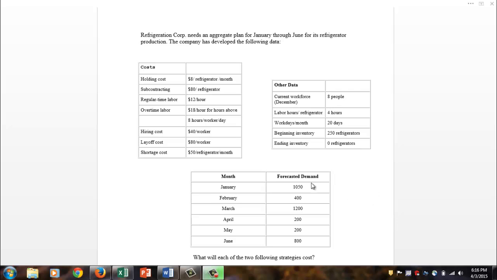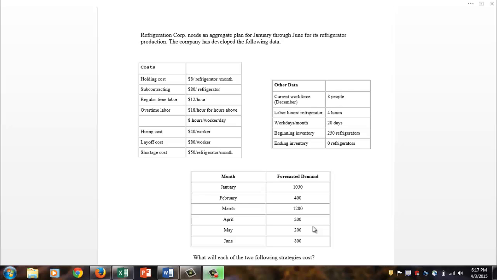Here's the information we have for the next 6 months. This is unlike Deb's problem. She had the next 4 quarters. We have the next 6 months. So when we come up to figuring out the level of demand and finding the average requirement, we're not going to divide by 4. We're going to divide by 6 up in here.